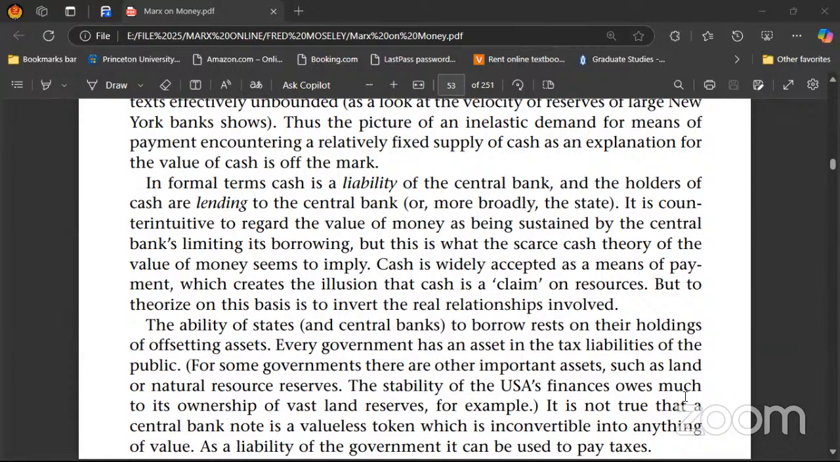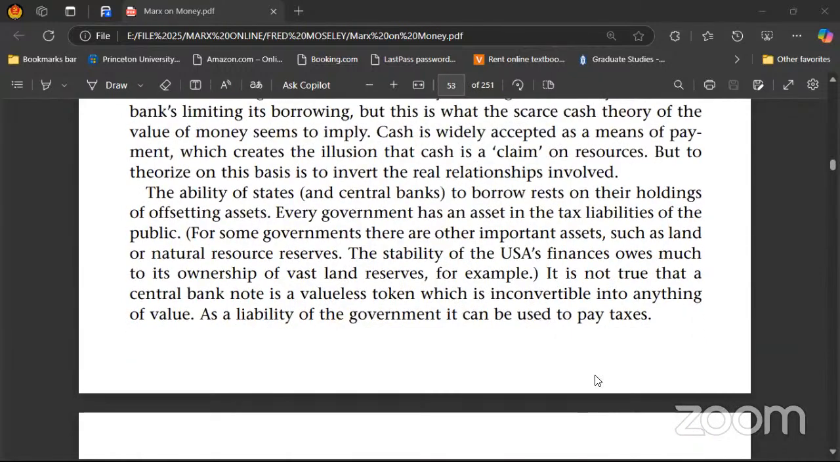Cash is widely accepted as a means of payment, which creates the illusion that cash is a claim on resources. But to theorize on this basis is to invert the real relationships involved. The ability of states and central banks to borrow rests on their holdings of offsetting assets. Every government has an asset in the tax liabilities of the public.